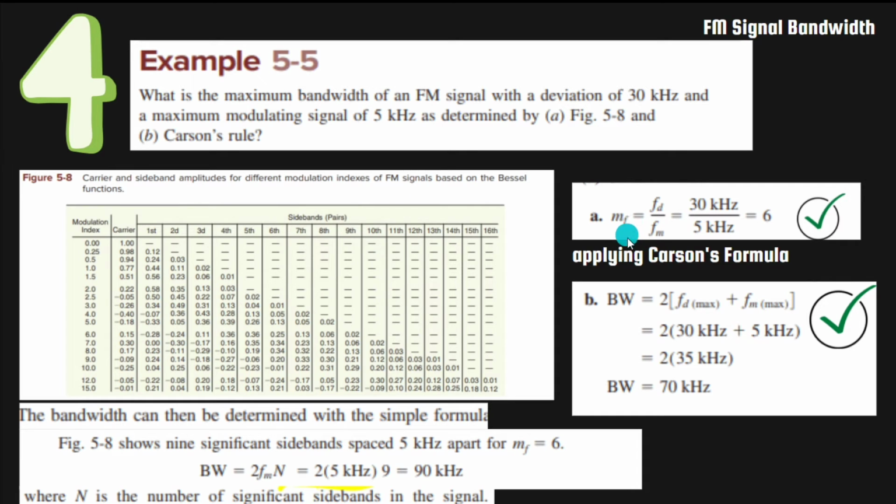So next, we have a problem about FM signal bandwidth. What is the maximum bandwidth of an FM signal with a deviation of 30 kHz and a maximum modulating signal of 5 kHz as determined by figure 5.8 here and by Carson's rule? So the bandwidth is equal to 2 times the quantity FD max plus FM max. We have those parameters in the problem. So 30 kilohertz divided by 5 kilohertz is equal to 6.